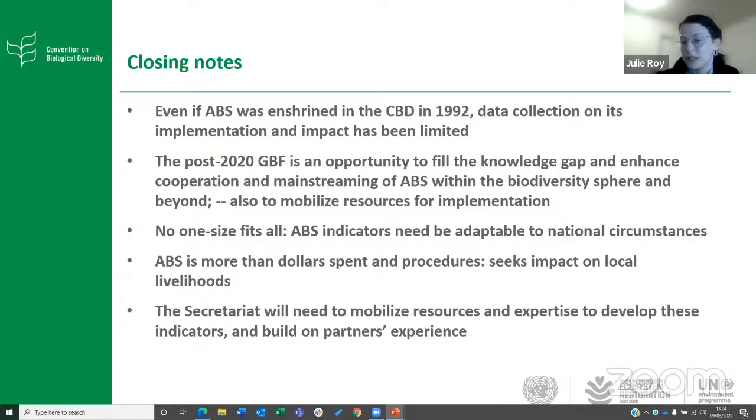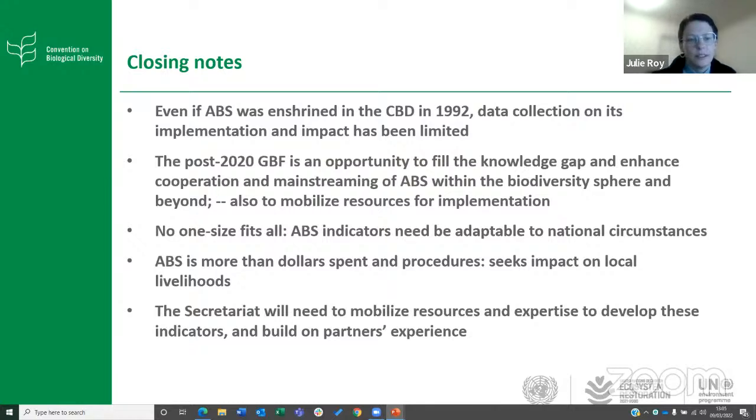So target 13, for example, implementing your framework, resources are needed to achieve that target. And also, of course, no one size fits all. These ABS indicators will need to be adaptable to national circumstances. ABS is a flexible instrument that can be implemented based on these different situations.